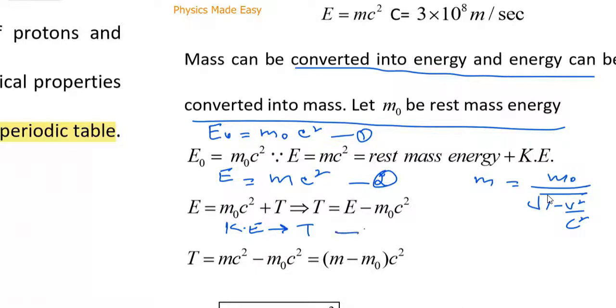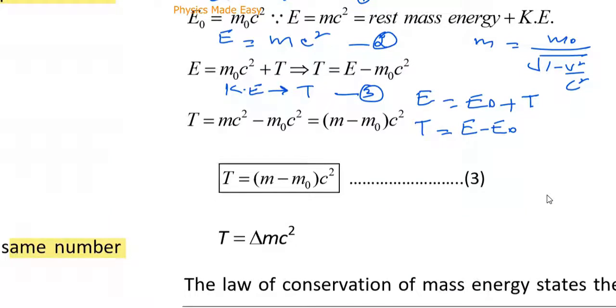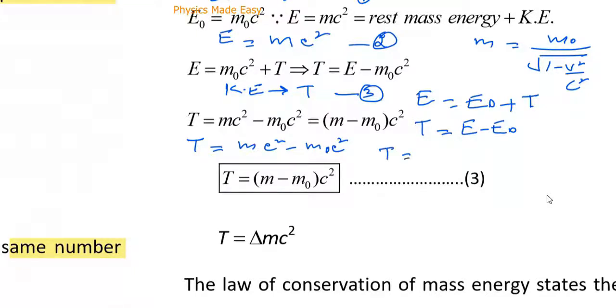And let the kinetic energy of the body be T. Then we can conveniently write this relationship that E is equal to E naught plus kinetic energy T, or kinetic energy T is equal to E minus E naught. From here we will fill the values of T, E and E naught. E is mc square, E naught is m naught c square. So this T is m minus m naught into c square.